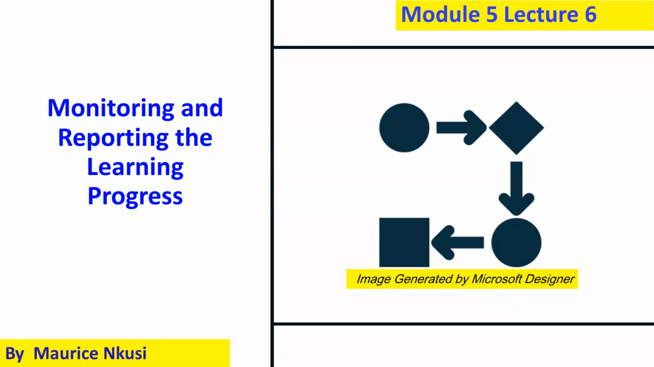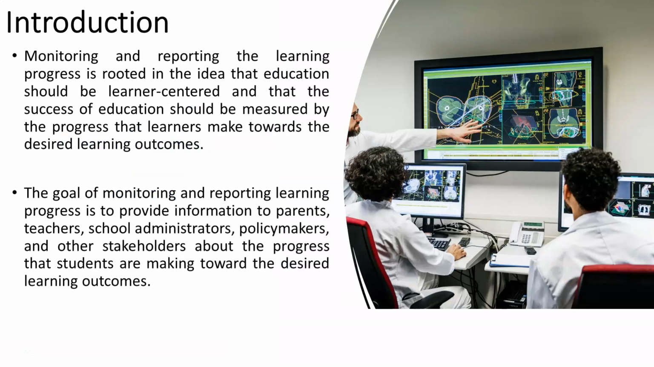In this sixth lecture of Module 5, we are going to focus on monitoring and reporting the learning progress. Let us introduce this topic. The concept of monitoring and reporting the learning progress is rooted in the idea that education should be learner-centered, and that the success of education should be measured by the progress that learners make towards the desired learning outcomes. The goal of monitoring and reporting learning progress is to provide information to parents, teachers, school administrators, policymakers, and other stakeholders about the progress that students are making toward the desired learning outcomes.